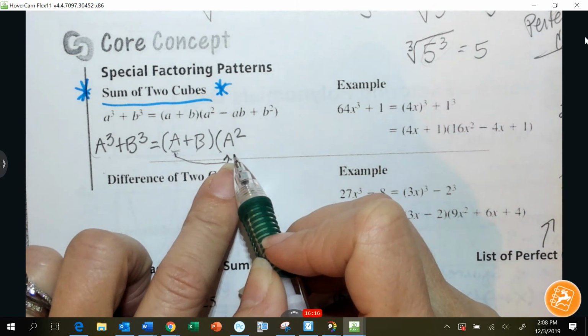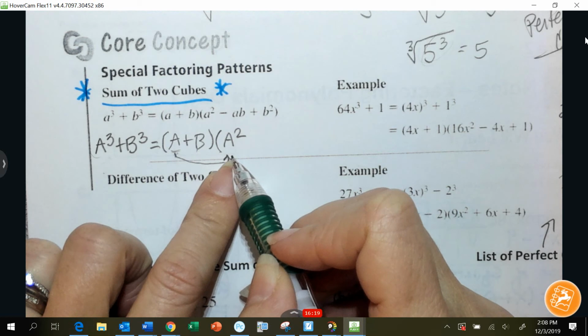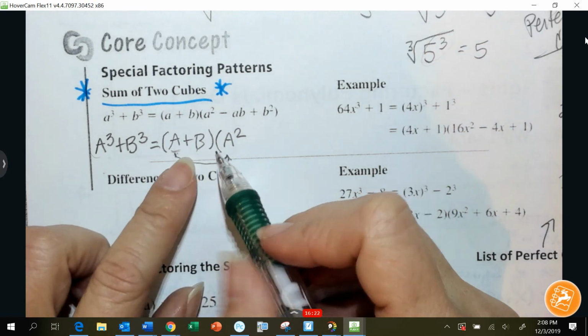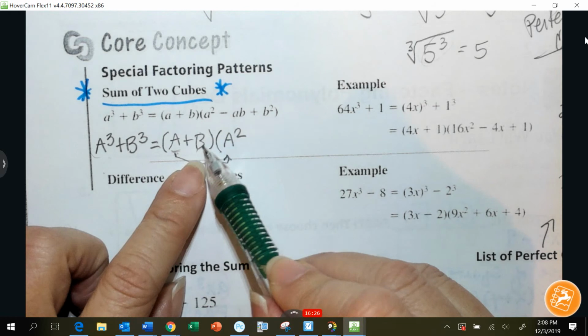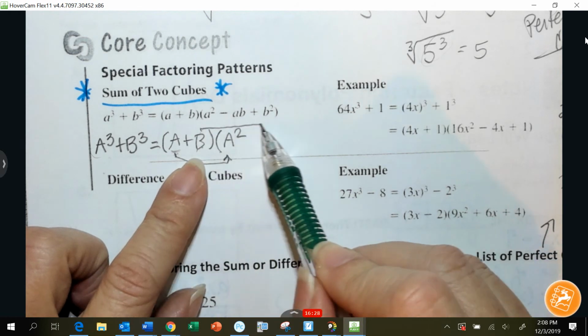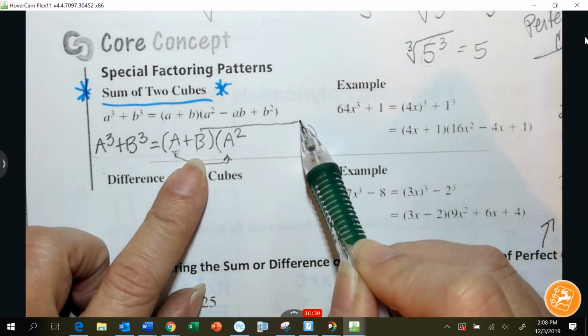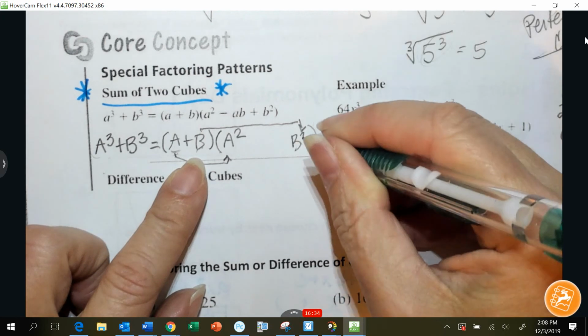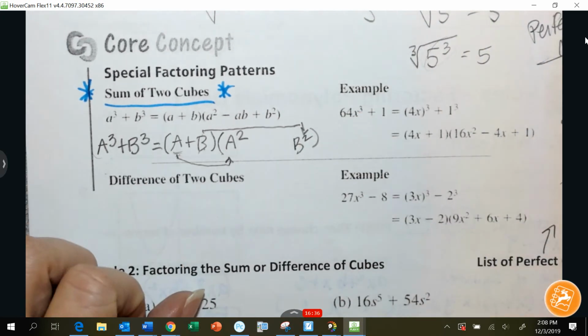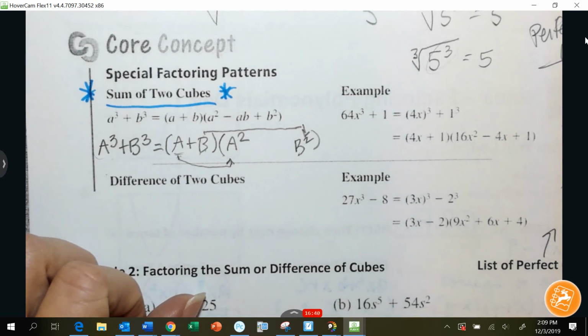Even if it's like a fifth, a squared, we'll get there with numbers. Then I take this second term, go all the way to the end of my next parenthesis, and do b squared.